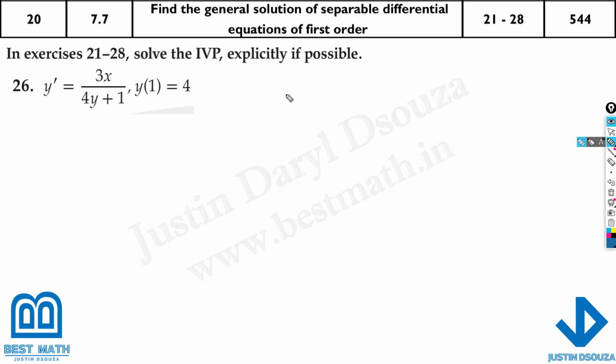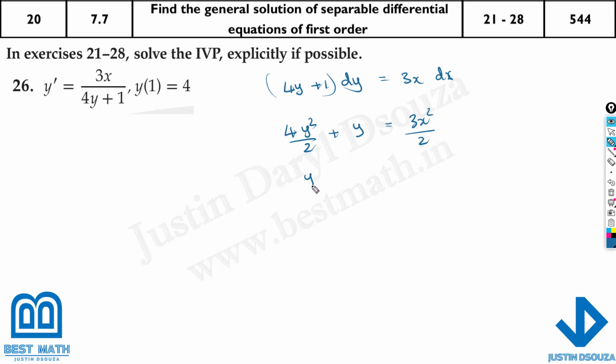Because we take it to the other side, it'll be (4y plus 1) times dy, which will be equal to 3x dx. Now here we have 4y squared by 2 plus y, that is equal to 3x squared by 2. And next what we do is simplify: 2y squared plus y is equal to 1.5, or 3 by 2, x squared.